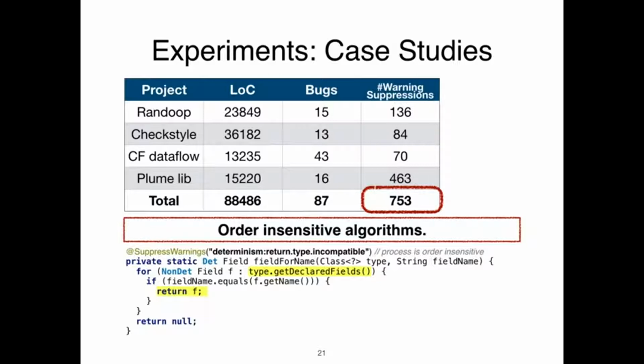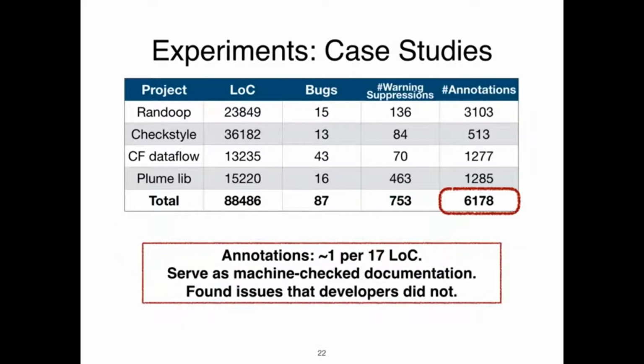Here, type.getDeclaredFields returns an order-nondet collection, and iterating over it results in nondet elements of the field type. But since the code in the for loop is searching for a particular value, the method always returns a det field, and the method is safe. Many of the warnings in this category would be eliminated by using list comprehensions introduced in Java 8, but these legacy programs didn't use those features.